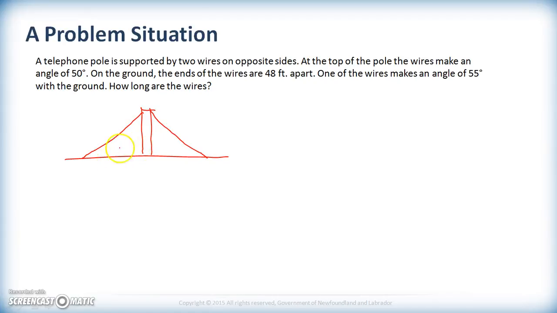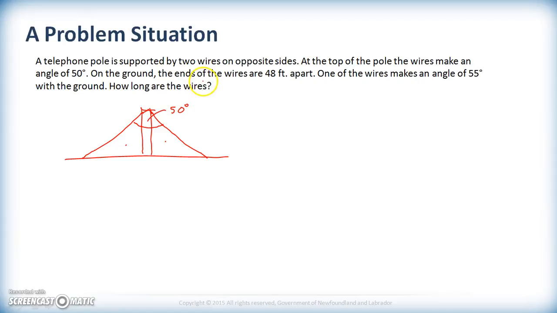So you can look at this, I guess, as being a triangle over here and another triangle there, or as being one big triangle, which is probably the way we're going to end up tackling this. It says at the top of the pole, the wires make an angle of 50 degrees. So they reach all the way up to the top of the pole. So up here, it says the wires make an angle of 50 degrees. So that must be the whole thing if we're talking about both wires. So we've got a 50-degree angle up at the top.